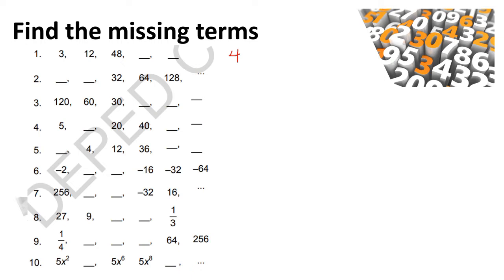So, yung 4 naman, ang gagamitin natin to get the 2 missing terms. And that will be 48 times 4, which is 192. And also, 192 times 4 is equals to 768.